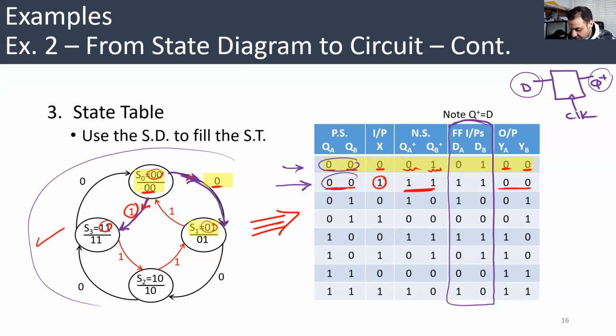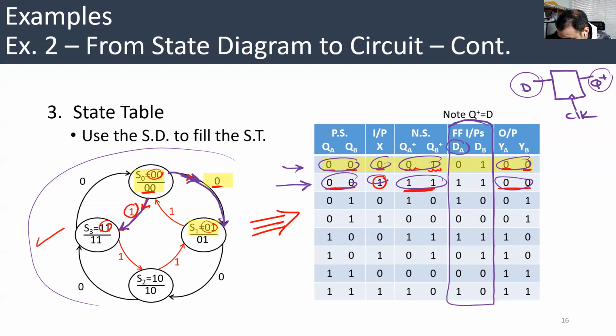we filled that part, that one, and also X and the QA plus, QB plus. We didn't fill the A and the B. But let's look at it now. Let's learn how to fill it. Let's start, for example, with DA.